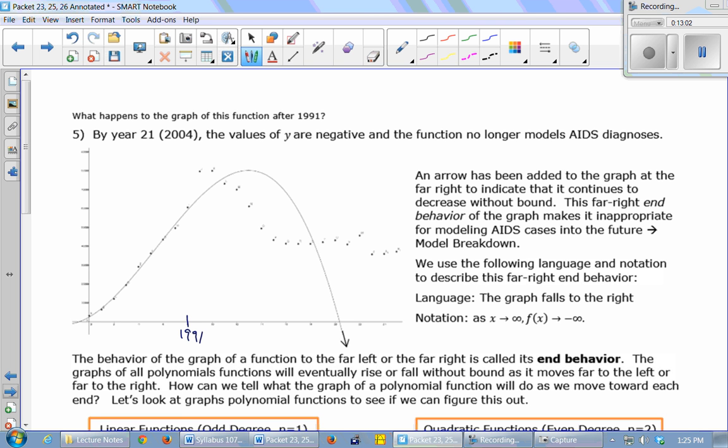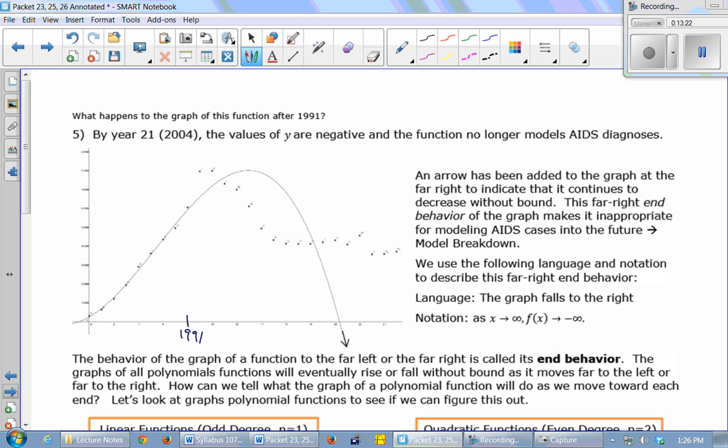So we use this language and notation to describe the far right end behavior, right? The graph falls to the right. As you move to the right, the graph is just going down. And we say that as x approaches infinity, f of x approaches negative infinity, with this notation.